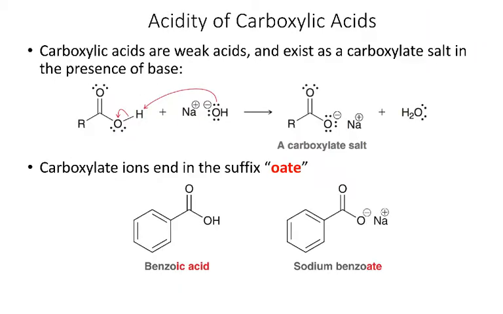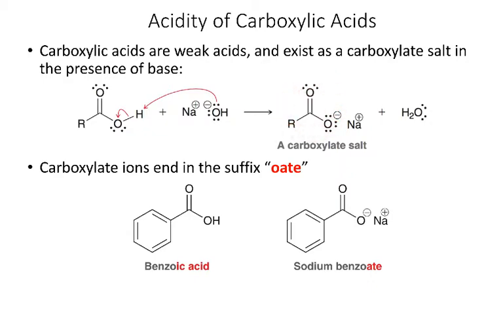So carboxylic acids are weak acids, and when reacted with a base, they will donate a proton to that base, in which case they're converted to a carboxylate ion. The sodium here is just a counter ion, so oftentimes what we're really interested in is, rather than the whole carboxylate salt, really just the carboxylate ion.